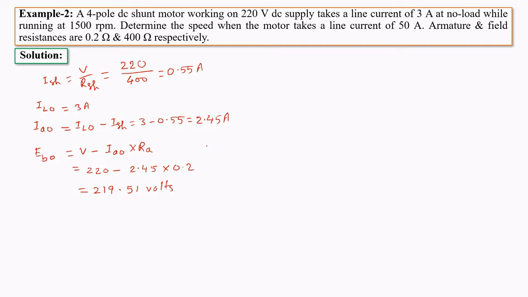Now consider the loaded condition. During the loaded condition, the total line current is given as 50 ampere. Therefore, the armature current at loaded condition will be line current minus shunt field winding current, 50 minus 0.55. So it will be 49.45 ampere.